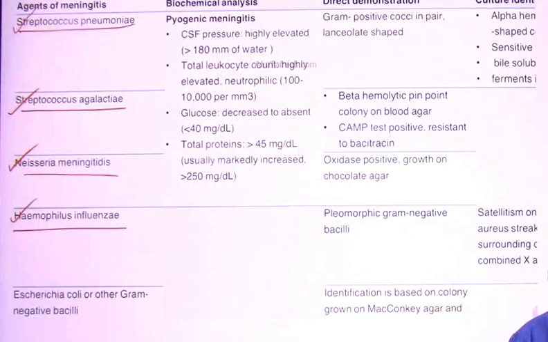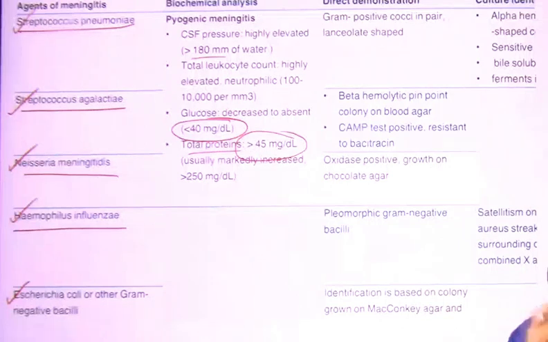Along with that, E. coli, which is a gram-negative organism, also leads to pyogenic meningitis. All those features of pyogenic meningitis we have already done. The CSF pressure is more than 180. The leukocyte count increases, 10 or 100 to 10,000. Glucose decreases to less than 40, and proteins are more than 45. So focus upon these particular things. I suppose life has become easy now. If a question comes regarding meningitis, you will have ample things to write. By this discussion alone, you will be able to write it.